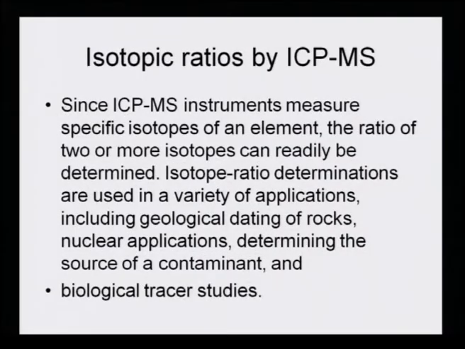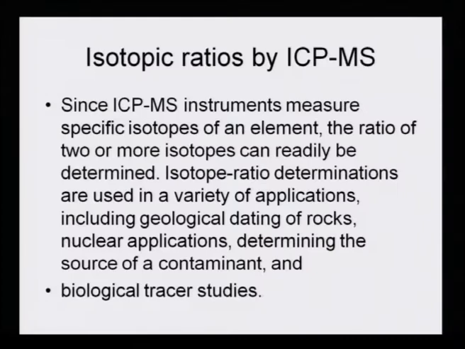Isotopic ratios by ICP-MS also can be detected. Since the ICP-MS instrument measures specific isotopes of an element, the ratio of 2 or more isotopes can readily be determined. I just gave you an example of copper-63 and copper-65 being analyzed from a protein system, and that was possible because both copper-63 and copper-65 coexist in the system, and the isotopic ratio can be determined.